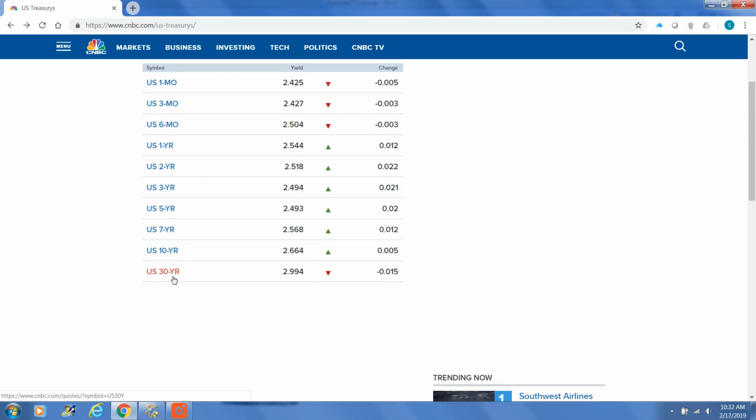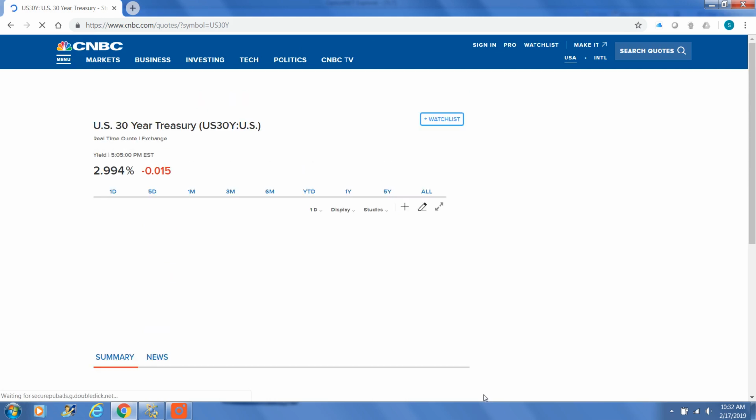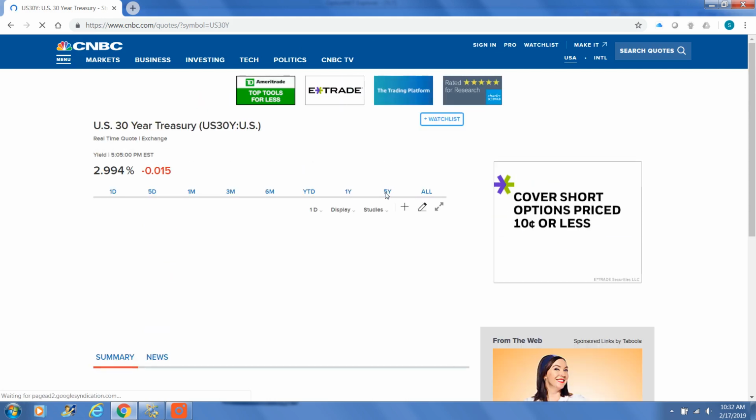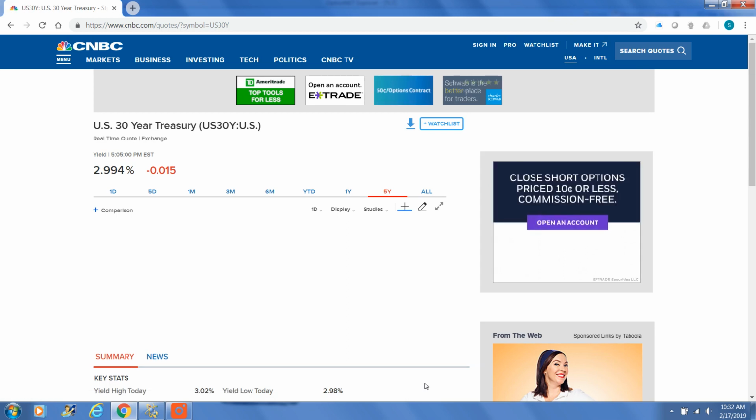So I do believe the 30-year will stay in a channel around 3%. If you go back 5 years, you can see the channel is there around 3. It's just hitting outliers based on shocks and lack of communication from the Federal Reserve.